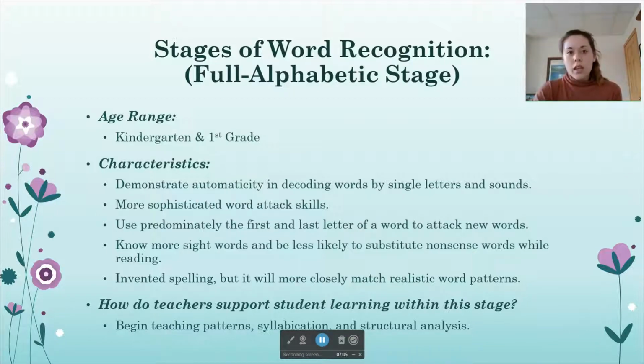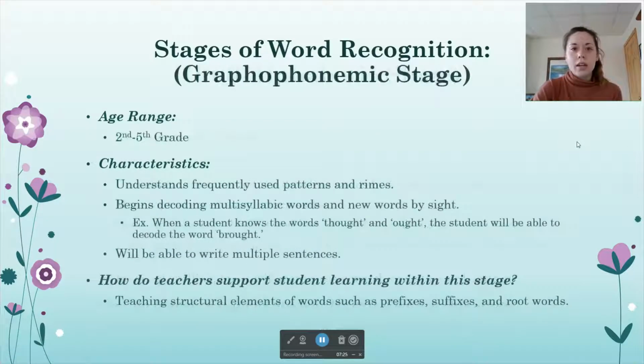Which is important. These are all good things to be aware of when you're looking at a student's work and when they're spelling or when they're reading, you want to recognize what words they are substituting for this word or anything like that. So, and then we're getting there. We're on the second to last stage, the graphonemic stage.